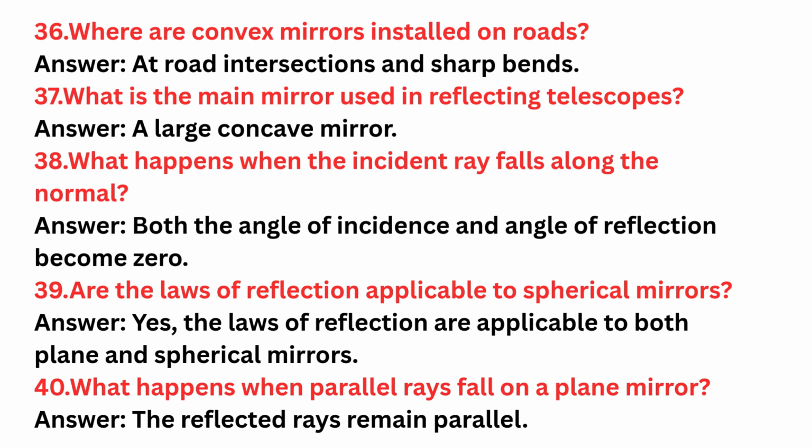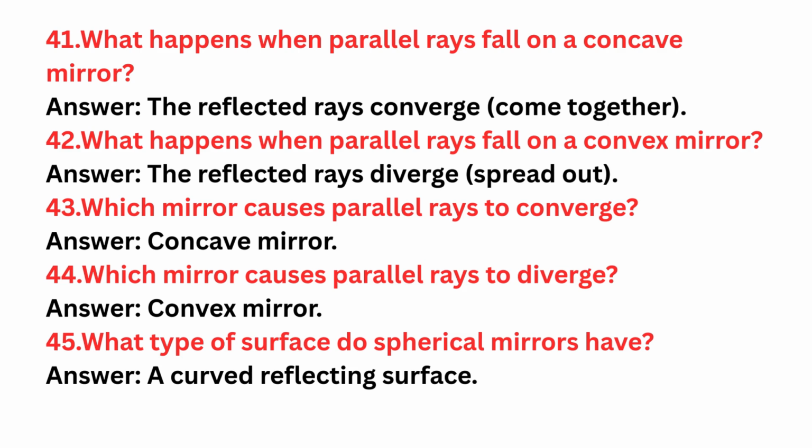Question number 38. What happens when the incident ray falls along the normal? Answer. Both the angle of incidence and angle of reflection become 0. Question number 39. Are the laws of reflection applicable to spherical mirrors? Answer. Yes, the laws of reflection are applicable to both plane and spherical mirrors. Question number 40. What happens when parallel rays fall on a mirror? Answer. The reflected rays remain parallel.